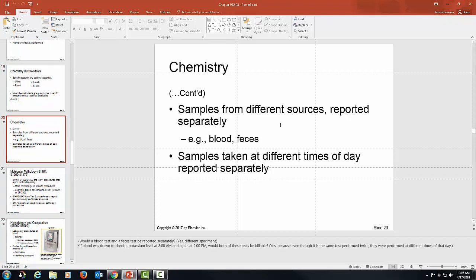All right, so chemistry, the samples come from different sources, and they can be taken at different times of the day and reported separately. So again, if you want to draw blood to check for a potassium level at 8 o'clock in the morning and at 2 o'clock in the afternoon, both of these tests would be billable because, even though they're performed on the same day twice on the same patient, they were performed at different times of that day, and you would code that correctly.